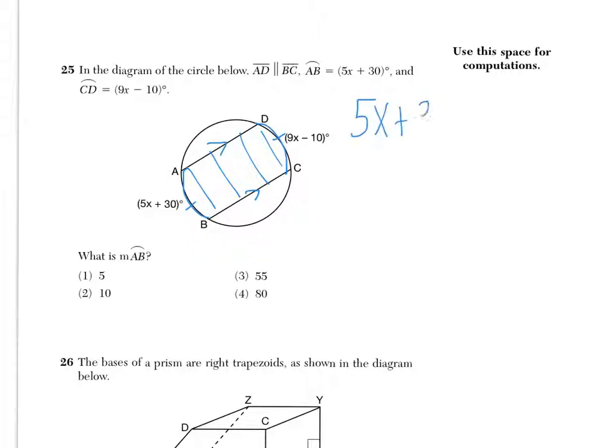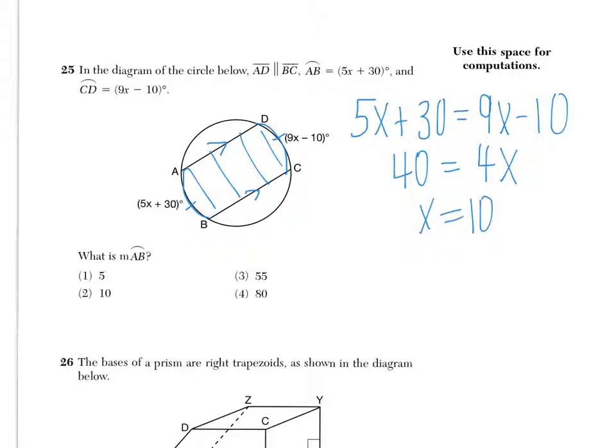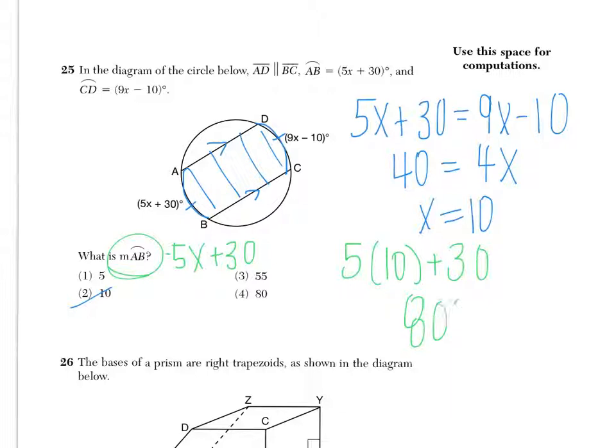5x plus 30 equals 9x minus 10. I'm going to solve, so now I have 40 equals 4x. Divide, so x is 10. Don't choose choice 2. It says, what is the measure of arc AB? Arc AB is represented by 5x plus 30. So we have 5 times 10 plus 30, which is 50 plus 30 for a total value of 80 degrees. Choice 4.